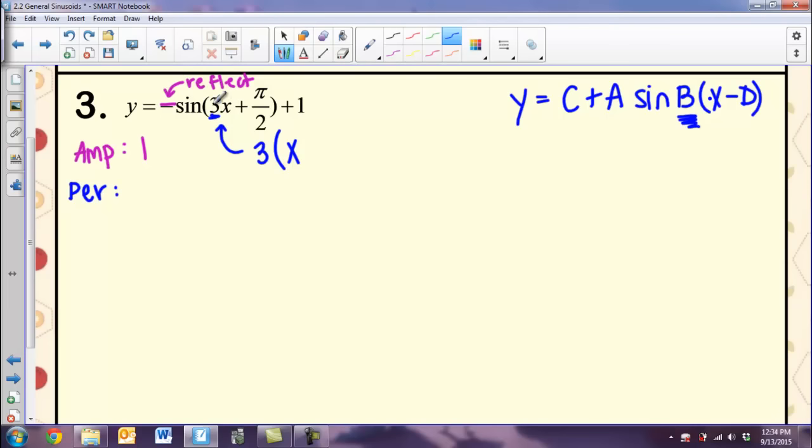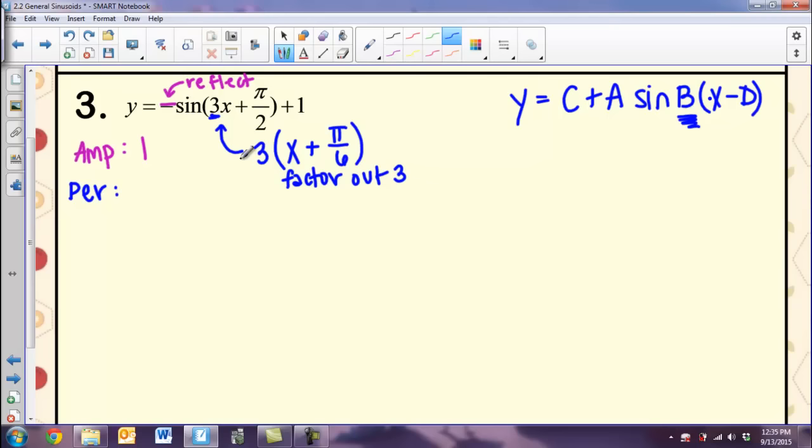And if I take out a 3 from 3x, I have to take out a 3 from pi over 2. So pi over 2 divided by 3 is going to get you pi over 6. So again, when you have a number in front of your x, it has to be outside the parentheses. So you're going to have to do a little bit of tricky factoring before you can worry about what your period really is.